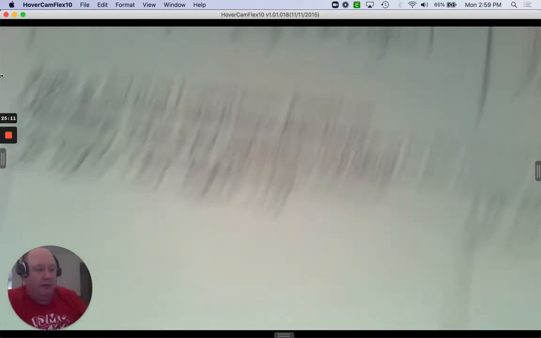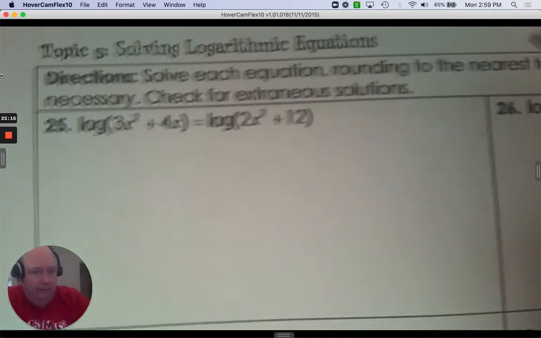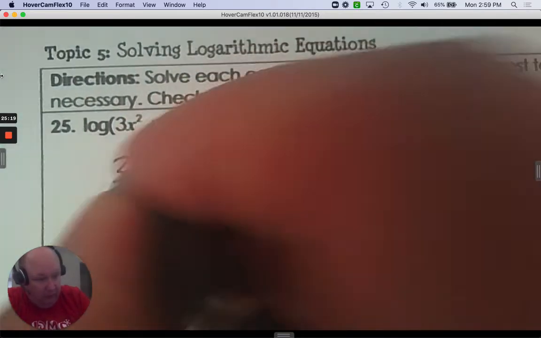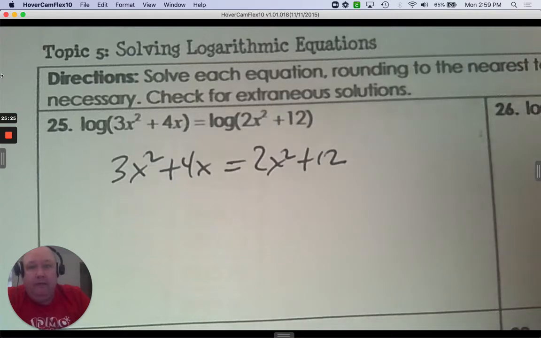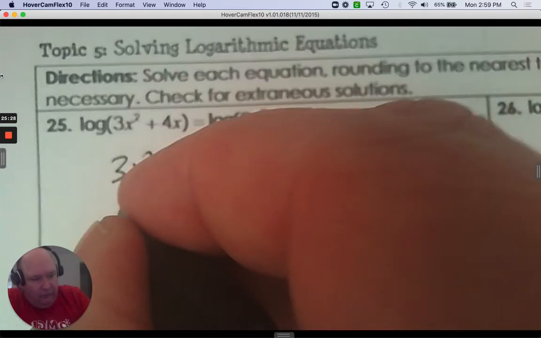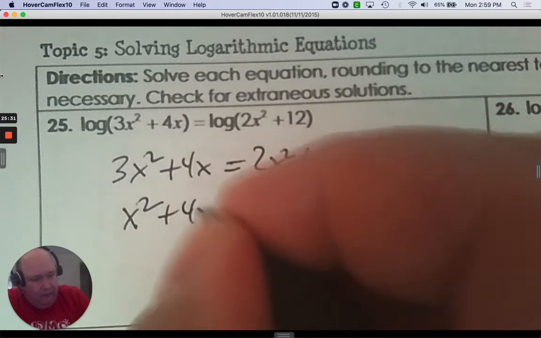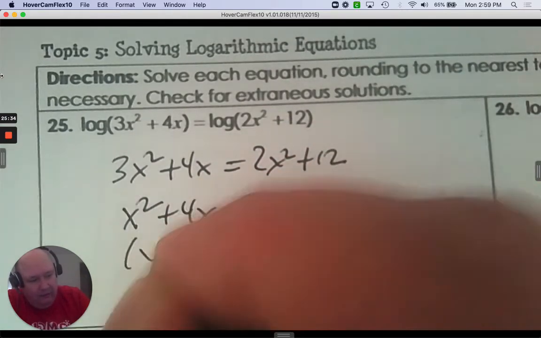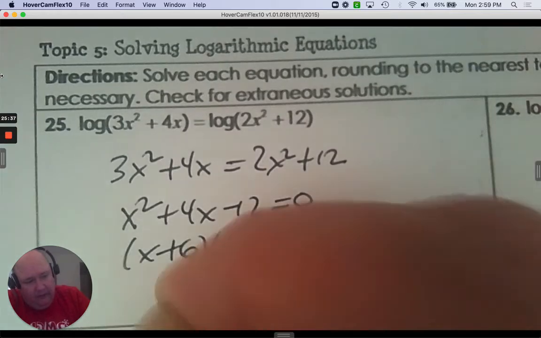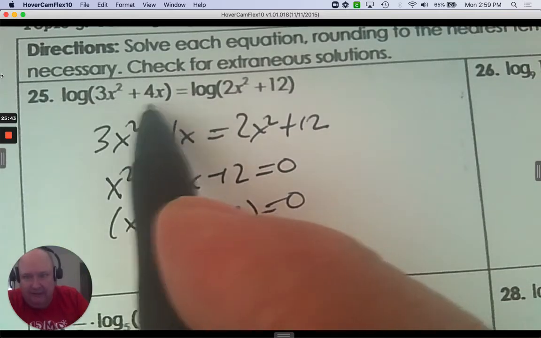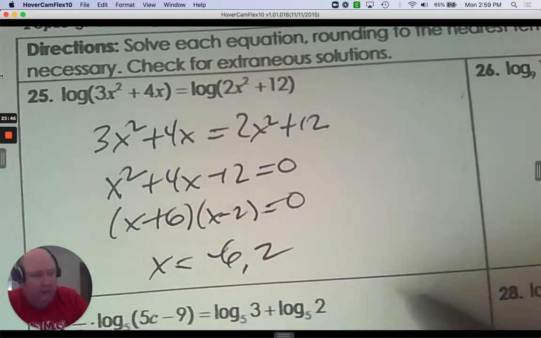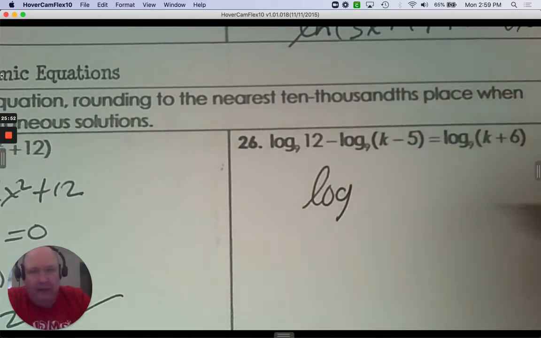All right, can you solve a logarithmic equation? So when you have one log equaling another log, you can remove it and make what's left over equal to each other. Combine like terms, so subtract 2x squared and subtract 12, so it's equal to 0. Factor it, so that's positive 6 and negative 2. Solve it, and then you just have to make sure that negative 6 and positive 2, when you plug it back in, it gives you a positive number inside the logarithm. Both are good answers. Number 26, I need to write this as one logarithm.